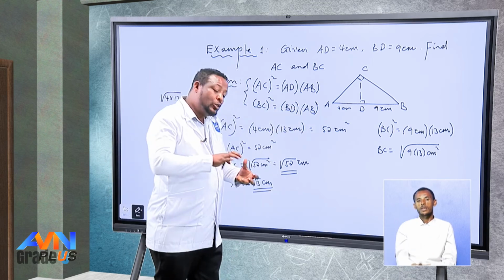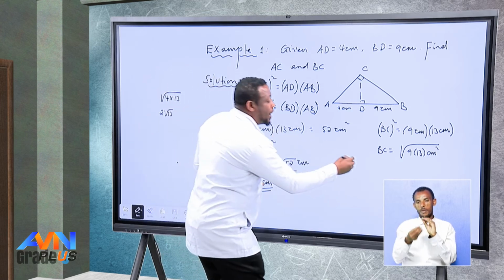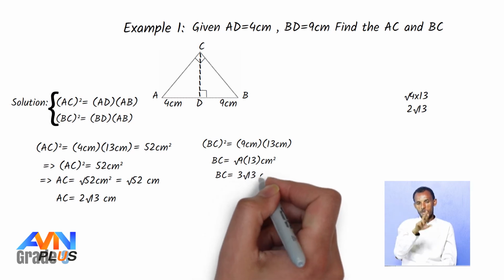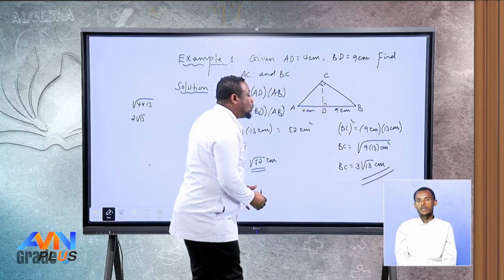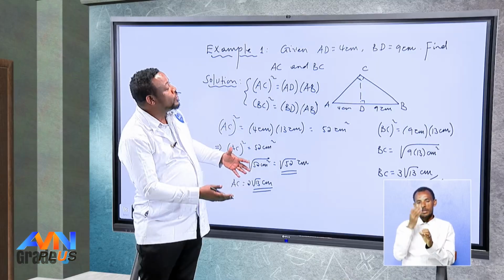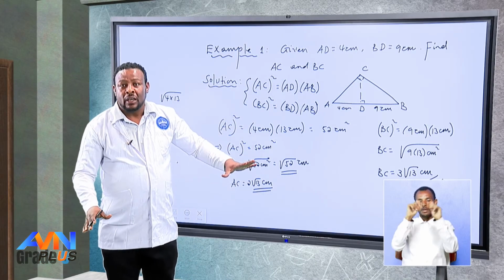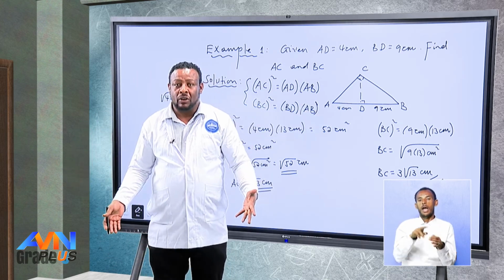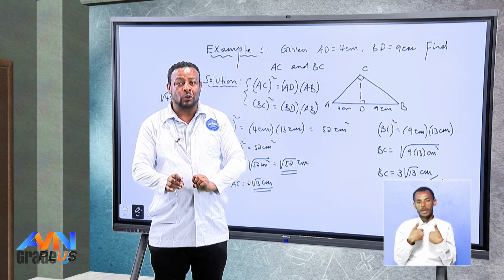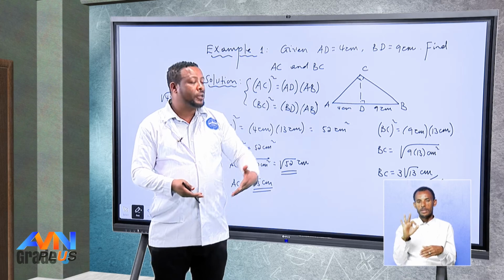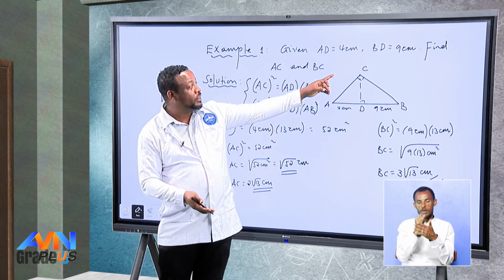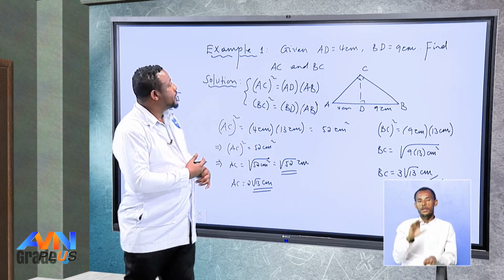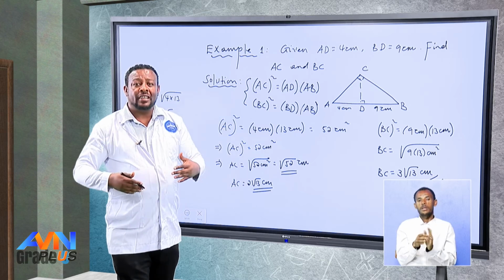So without the need to calculate these two numbers, you can write BC is equal to 3 times the radical 13 centimeter. Okay, this way you can calculate the unknown sides of a triangle with only the hypotenuse as information. If you have a certain altitude drawn from the right angle of the right angle triangle, you can calculate the two unknown sides, right? So this is the first example. Let's see the other example.